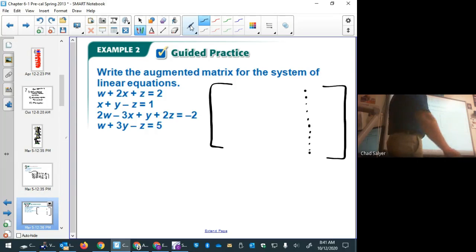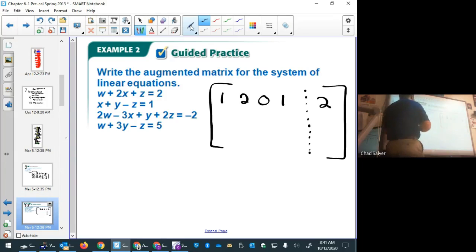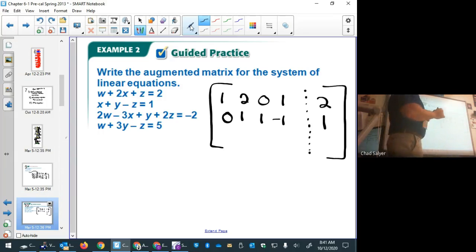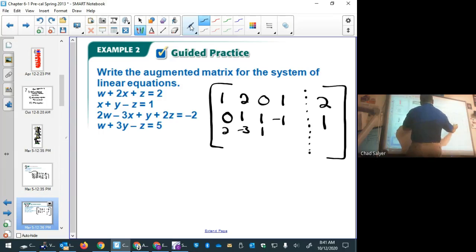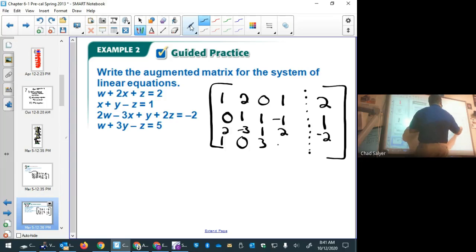All right, Holden, tell me what to write in the first row. I have 1, 2, 0, 1, 2. Excellent. What about the second row, Colton? Second row, 0, 1, 1, -1. Excellent. Third row, Colton. 2, -3, 1, 2, -2. Last row, Rachel. 1, 0, good. 3, -1.